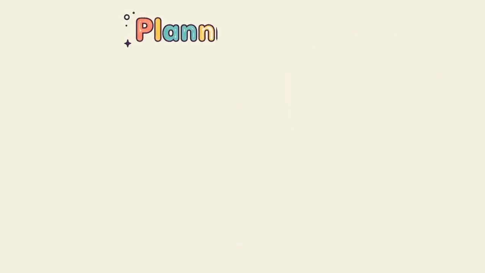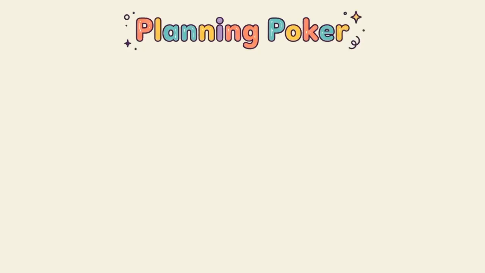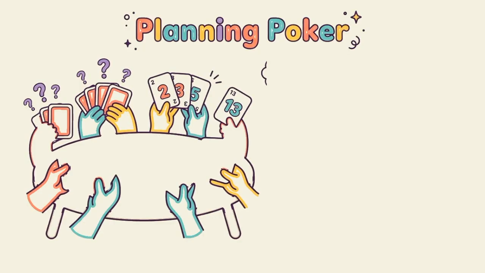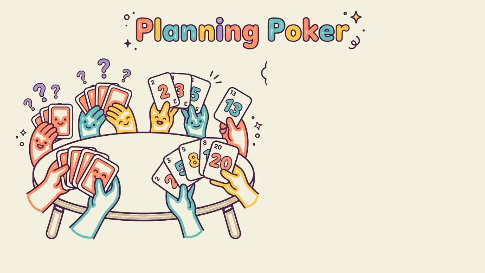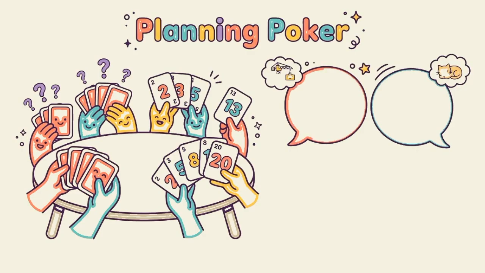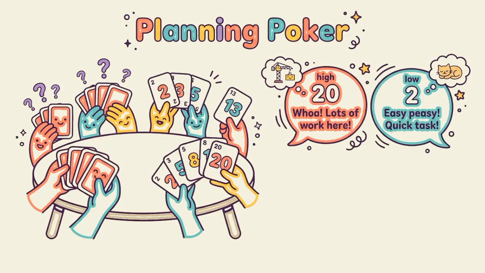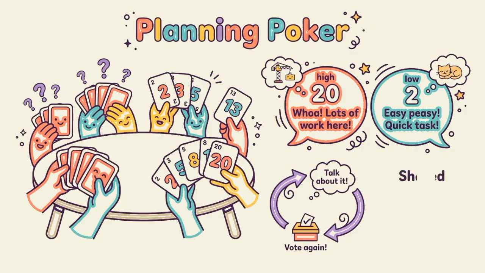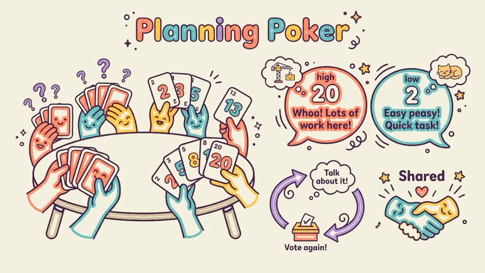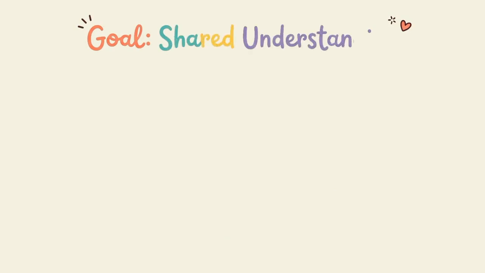To make this collaborative, use planning poker. Each team member selects a card privately and reveals it at the same time. If the estimates differ, especially between the highest and lowest value, those team members explain their reasoning. The team clarifies assumptions, discusses concerns, and then votes again. This continues until the team reaches a shared agreement. The goal is not a perfect number, but a shared understanding.